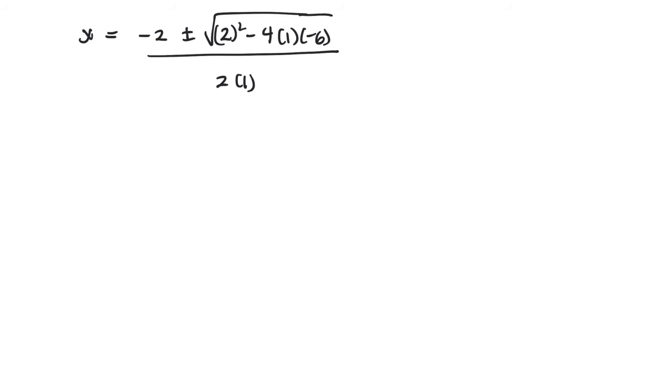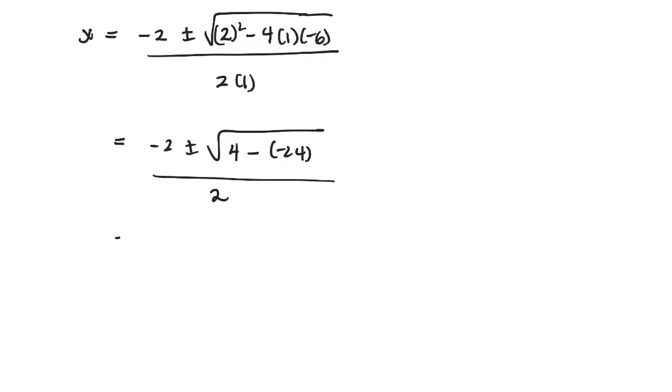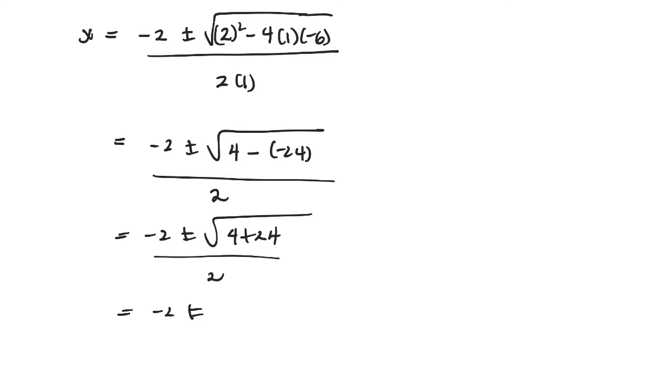Continuing, we have negative 2 plus or minus the square root of 4 minus a negative 24. When we multiply 4 times 1 is positive 4, times negative 6 is negative 24, all over 2. So we have negative 2 plus or minus, that double negative becomes a positive, so we have 4 plus 24 over 2, which is negative 2 plus or minus the square root of 28 all over 2.